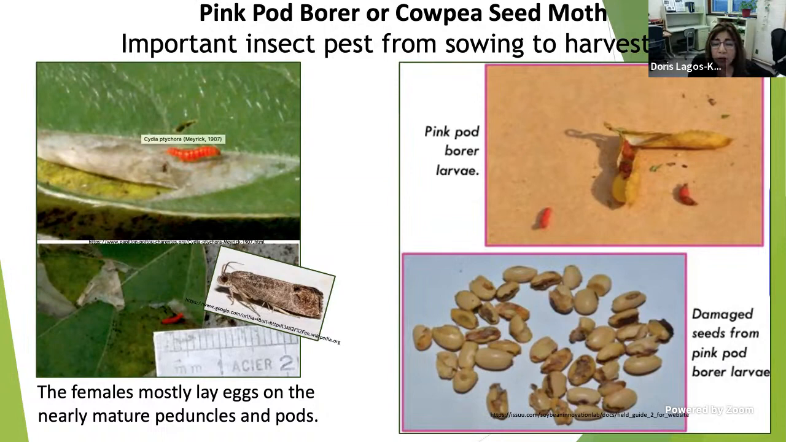And also close to the pedicels of the leaves, or petioles, where the larvae manage to go to the pods. They feed on the seeds, and you can see the damage on the seeds. And like I say, they are a problem not only in storage, but also from sowing to harvesting.